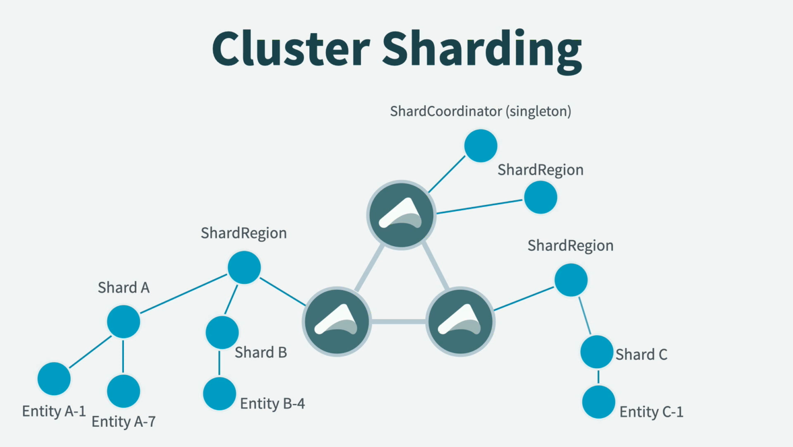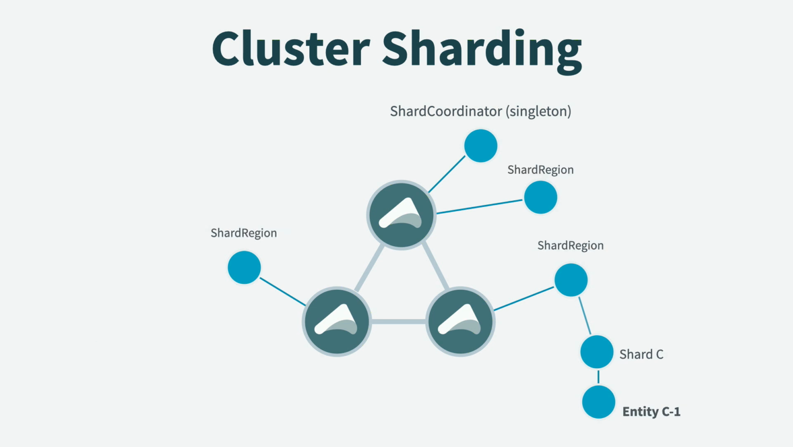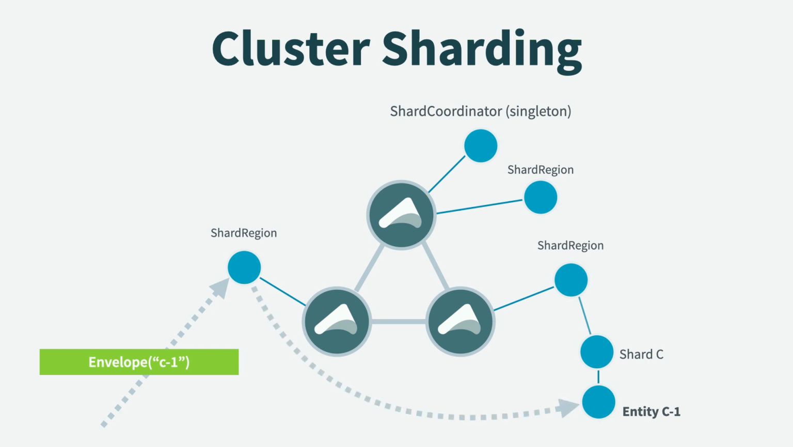So when actually running, it will look something like this. It's a hierarchy. So each node has a shard region, and each shard region can have a bunch of shards, and each shard can have a bunch of sharded actors. When I send a message through this shard region with an ID, it will get routed to a node where the right shard and actor is living. And if it isn't running yet, it will be started.